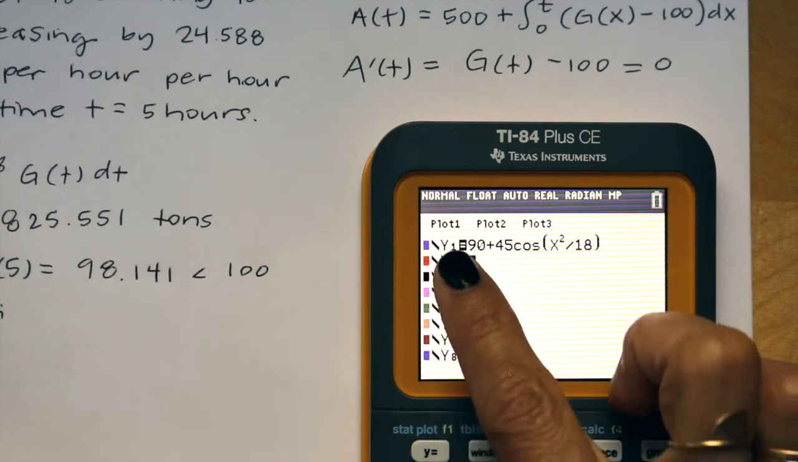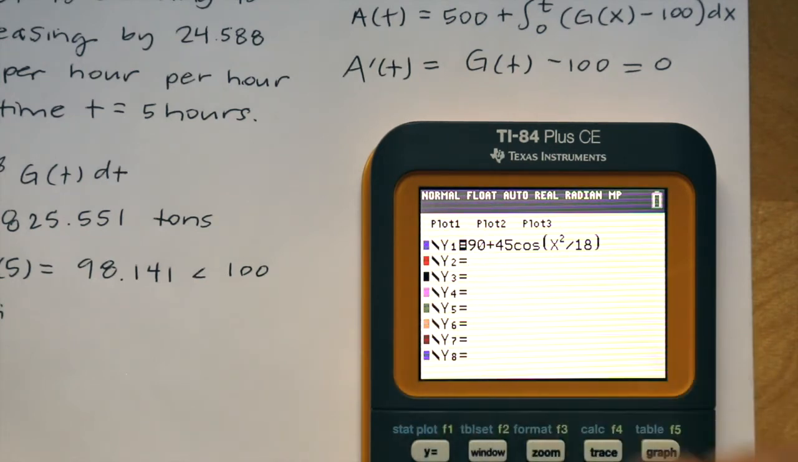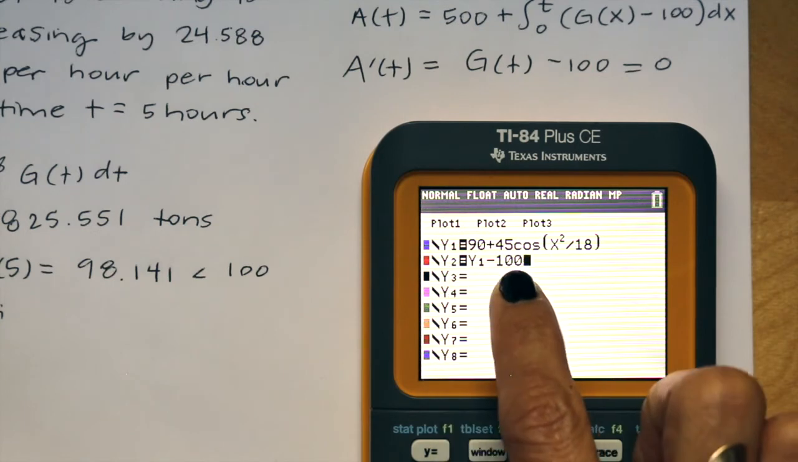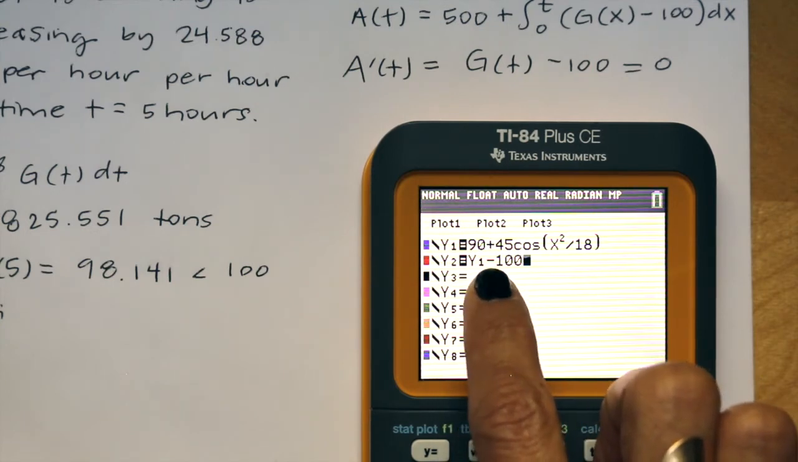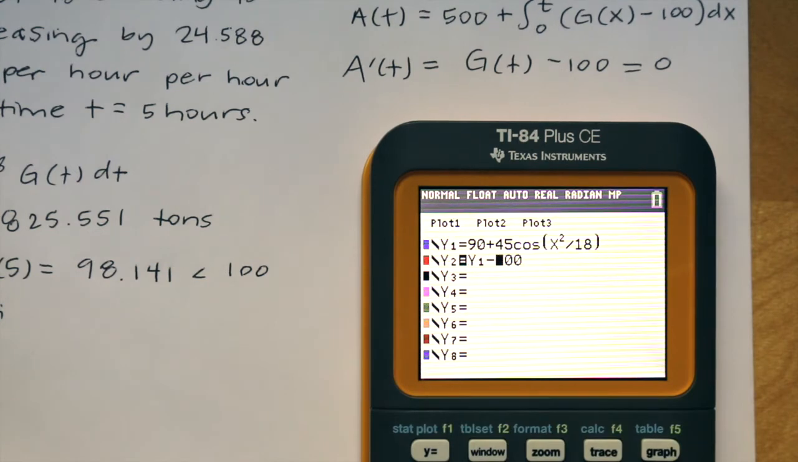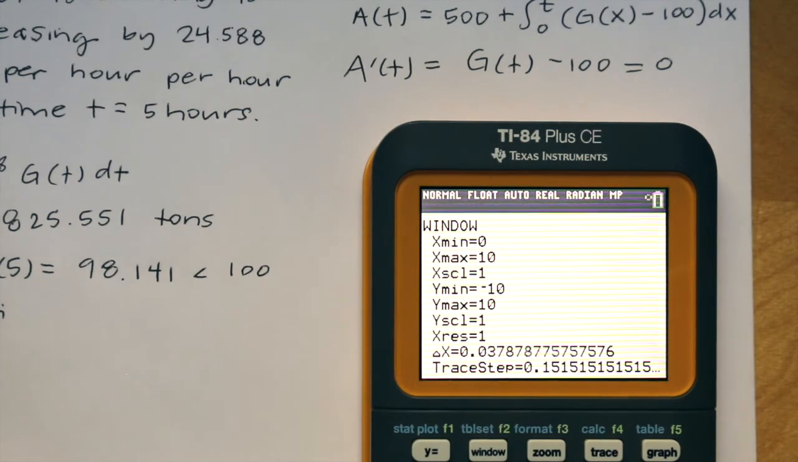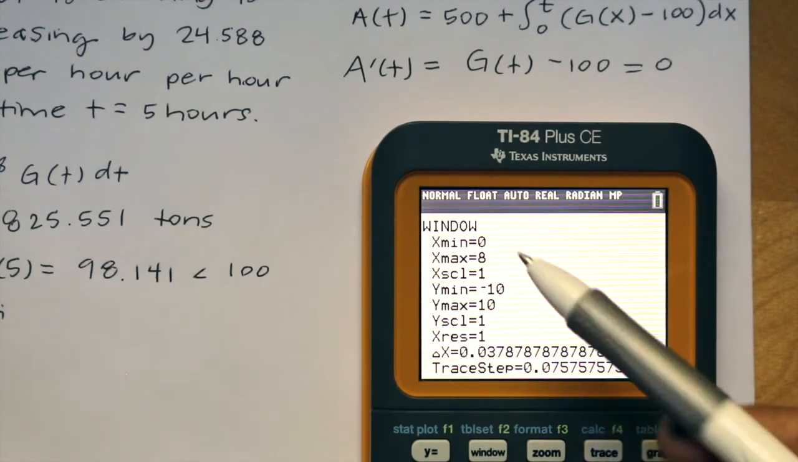So I pressed y equals, we still have g right here. So for y2, I'm actually going to call up y1, which is g, minus 100. So this represents A prime. We have g minus 100, and I'm going to go up and unhighlight this y1. So now when we go to graph, we'll only see the y2 function. Okay, I'm going to just adjust our window for x min is going to be 0, and then x max is 8 to indicate the workday.